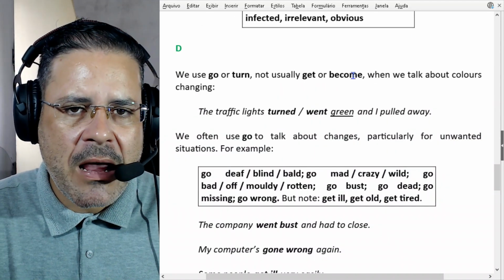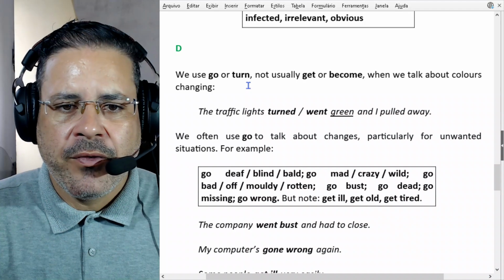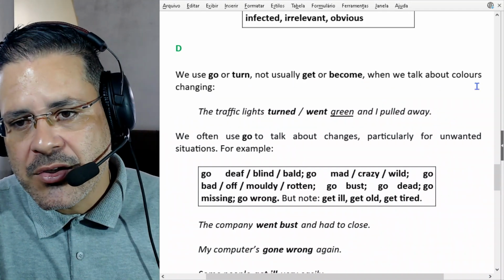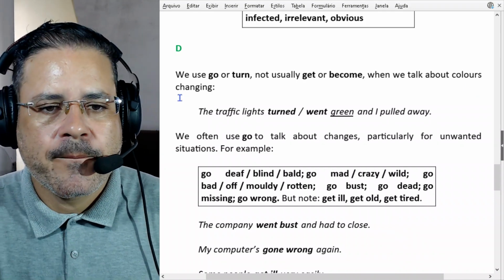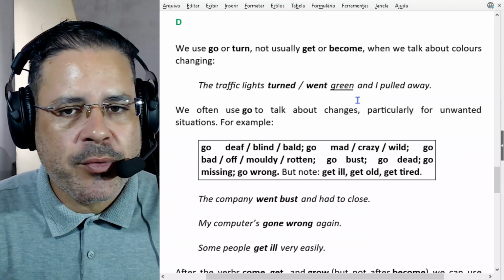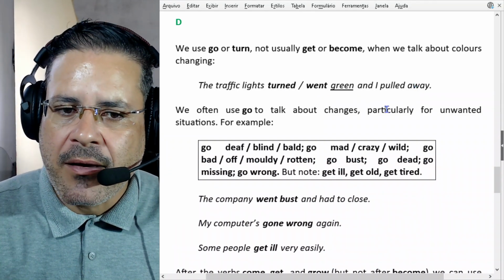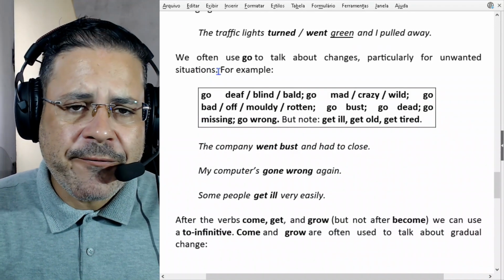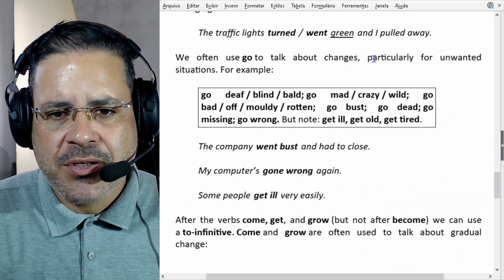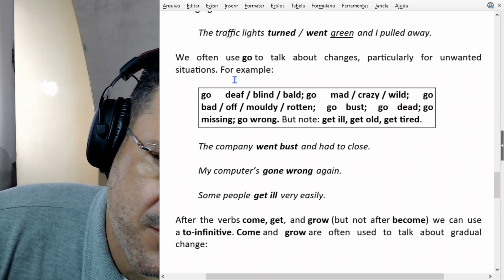Okay, moving on now to section D. We use go or turn, not usually get or become, when we talk about colors changing. For example, the traffic lights turned green and I pulled away, or the traffic lights went green and I pulled away. We often use go to talk about changes, particularly for unwanted situations.